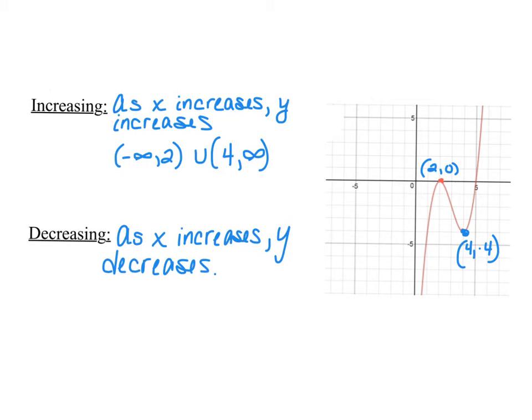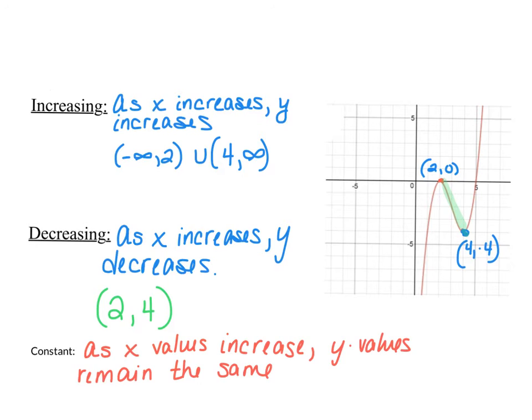So when I'm looking at the interval for where it is decreasing, I'm looking at where, as x increases, y decreases. That appears to be in this region here, in this interval. So that is the x values between 2 and 4. And again, just notice that these are intervals of the domain. And finally, if we look at where this function is constant, this particular one is not. We're really looking at where, as x values increase, your y values remain the same.